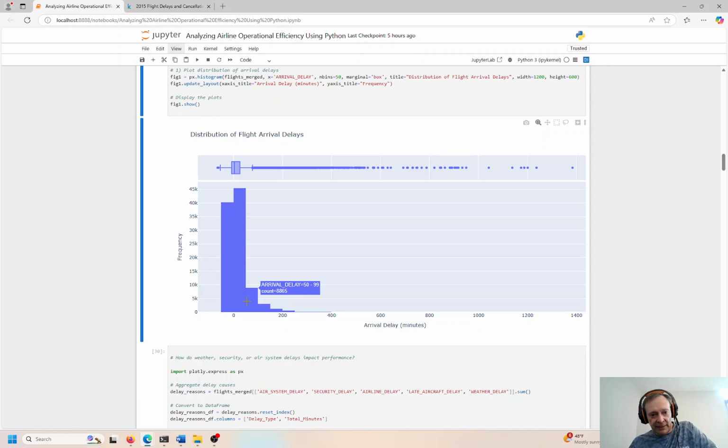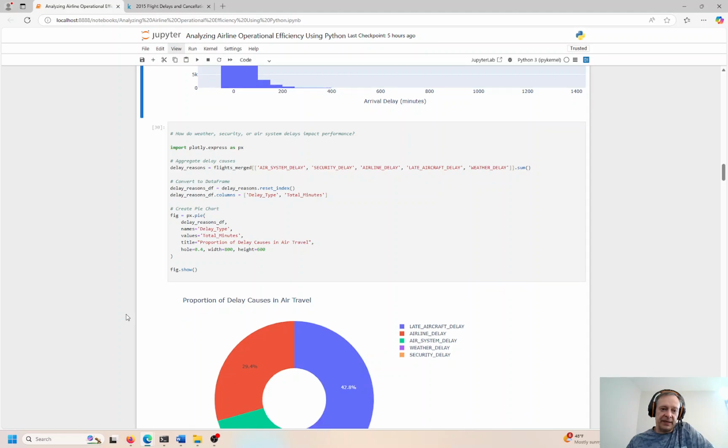Between 50 and 99 minutes, we had 8,800 instances. We had about 3,000 instances where the delay was over 100 minutes. Then we get into 200 minutes, and we had a couple that were way out there, so a delay of over 1,000 minutes. That sounds pretty bad. I'm glad I wasn't on that flight.